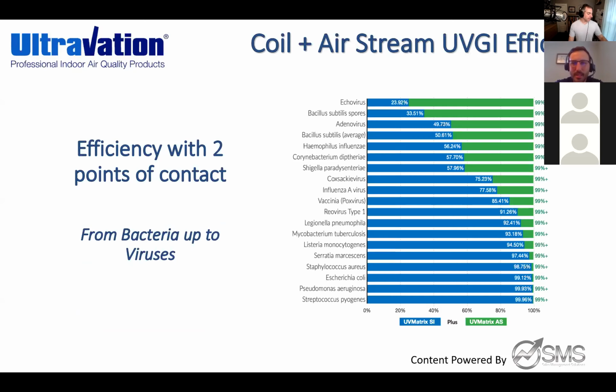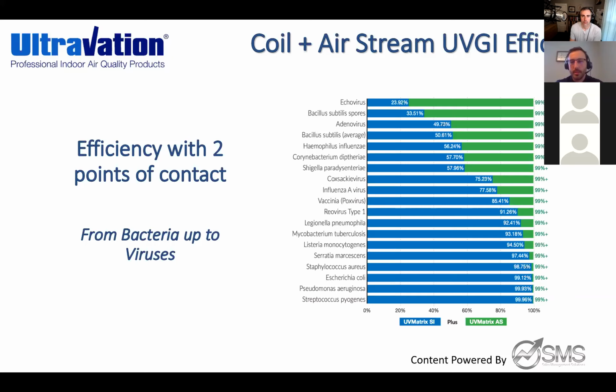So this is the 2 points of contact. This is what we're looking at, a chart in an optimal situation. This is what we're going to be able to achieve with coil and airstream disinfection. The blue represents surface treatment, the green represents air treatment.